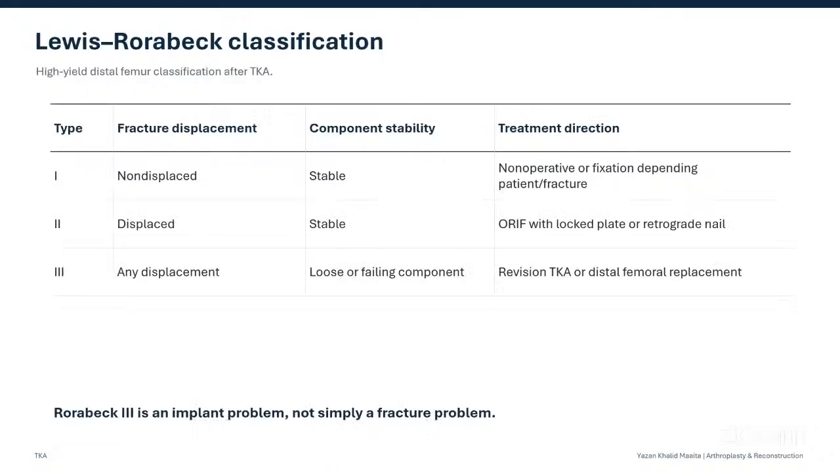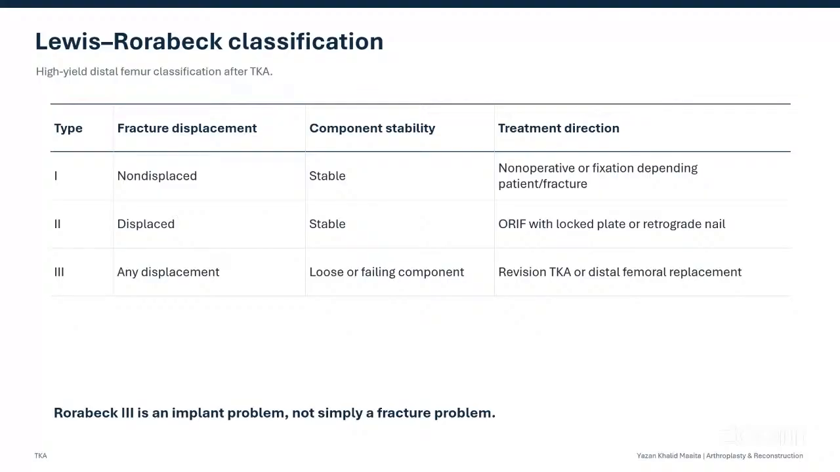The Lewis and Rorabeck classification is high yield for distal femur fractures after total knee. They have three types: type 1, 2, and 3. Type 1 is non-displaced. Type 2 is displaced, and type 3 is displaced with the component unstable. Type 3 is loosening of the femoral component. The treatment depends on the stability and the displacement.